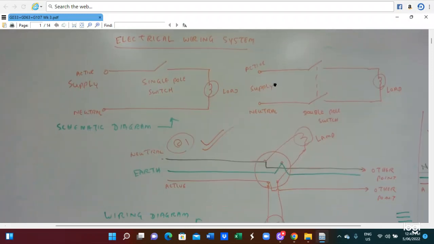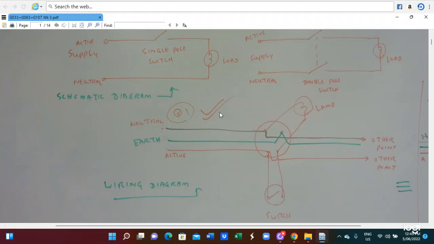So this is the electrical wiring system. Active wire, the single pole switch and load connected to neutral. And this is for the double pole switch connection. This is a single pole switch, a double pole switch. Here will be the active and neutral. This is the switch and this is the light. So this is a typical wiring circuit diagram.